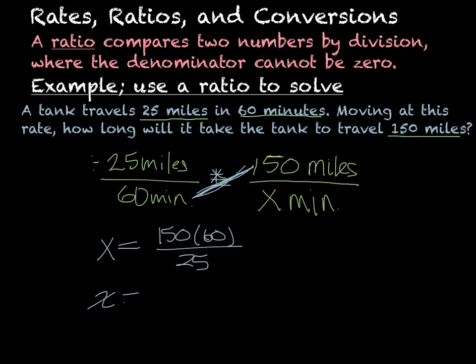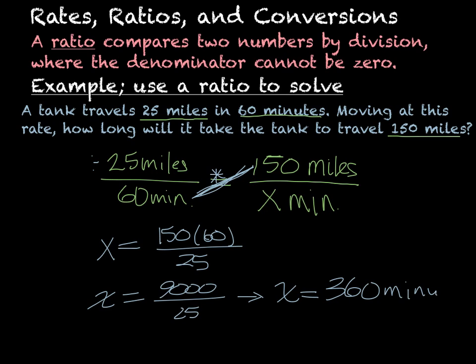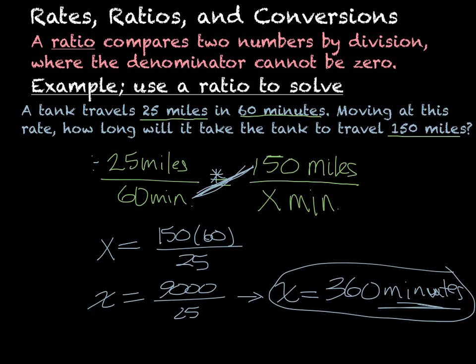So X equals 150 times 60, which is 9,000, divided by the 25. So therefore X equals 360 minutes. So make sure you put these labels on there, because that is going to be important as we go forward to make sure that we have the right unit.